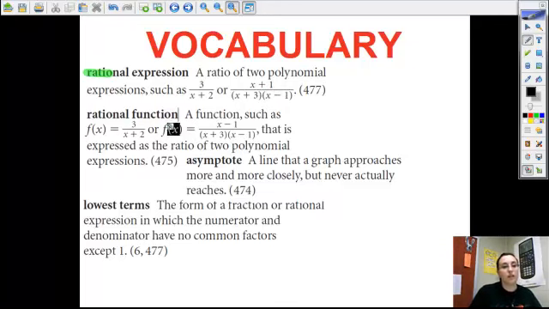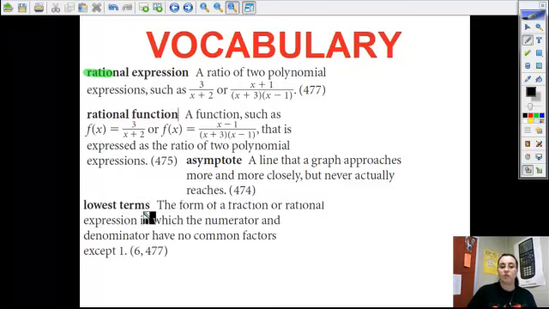A rational function is a function that's expressed as the ratio. So it's just where you have y equals or f of x equals a rational expression. And then a new word is an asymptote, and we're going to look at an example of that in a minute. An asymptote is a line that a graph approaches more and more closely but will never actually reach. We'll show you that in a second. That goes along with rational expressions.